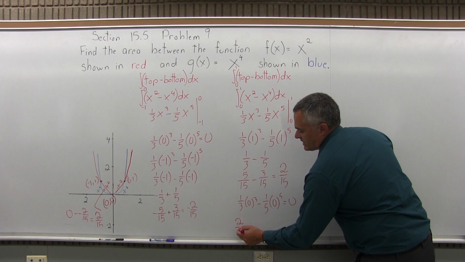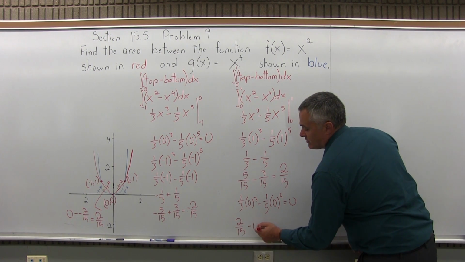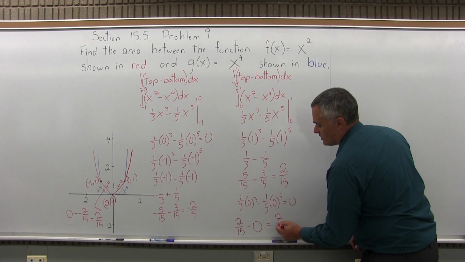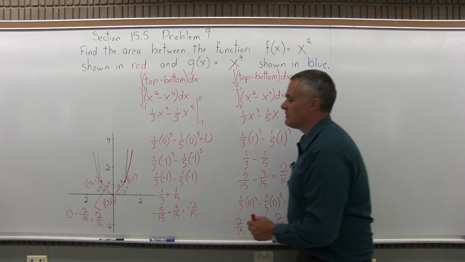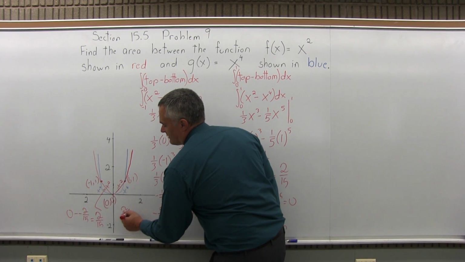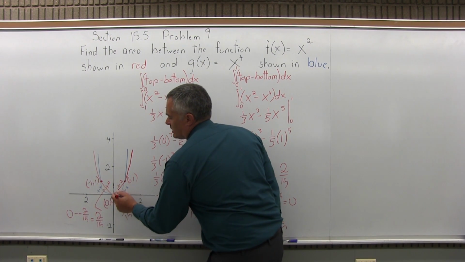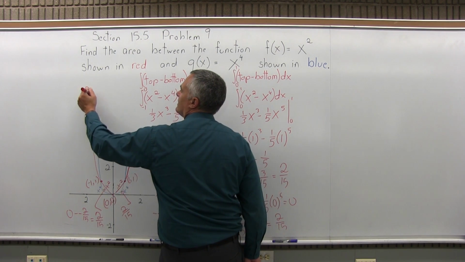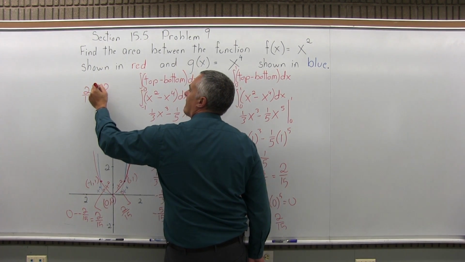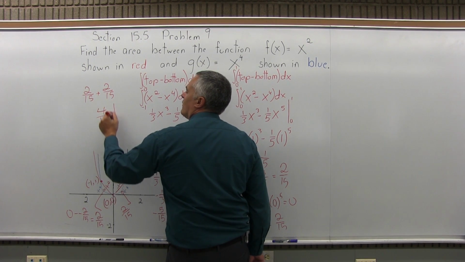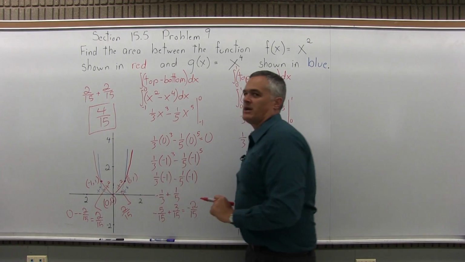Subtract the step 2 result minus the step 3 result, 2/15 minus 0, which is 2/15, which is what I suspected it would be, again, because it's symmetric. So the right portion is also 2/15. So 2/15 from the left side plus 2 more 15ths from the right side gives me a total amount of area of 4/15 trapped between the red and the blue graph.